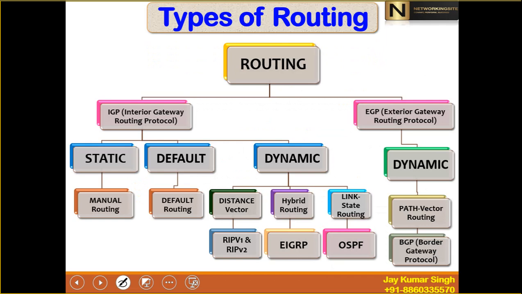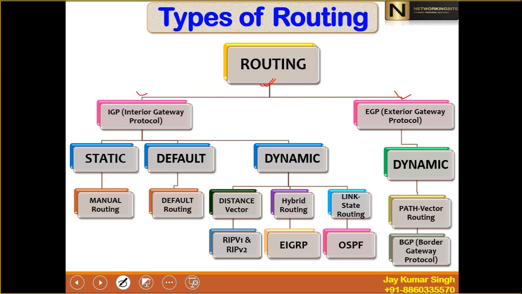Okay. Here we have types of routing. There are two types of routing protocols: interior gateway protocol and exterior gateway protocol. Mainly, the routing protocols are divided into two sectors. One is in-house and the second one is outside. In-house means inside the company, and outside means outside the company.